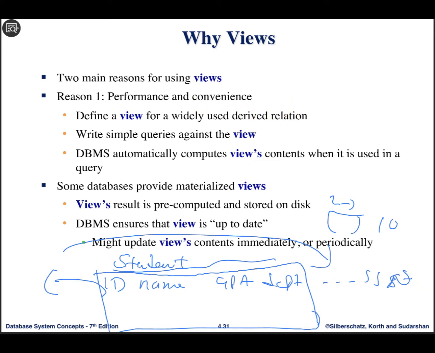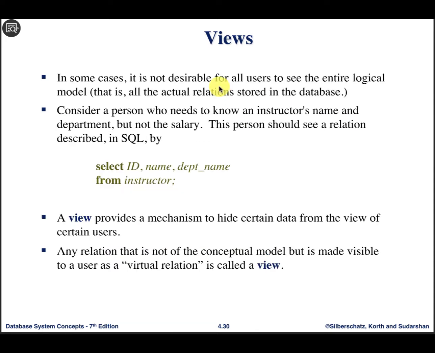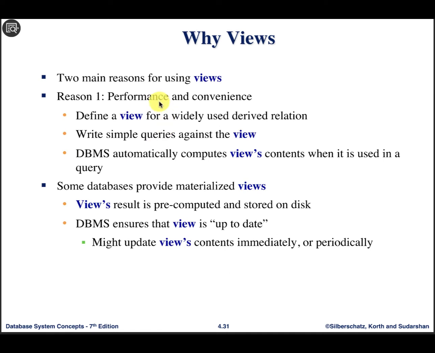Again, just to go over this once more: in some cases it is not desirable for users to see the entire logical model, so we specify only a portion of the data at a high level and create a virtual relation, which allows us to hide certain data from certain users. And why views? Because of performance and convenience, the most important thing.